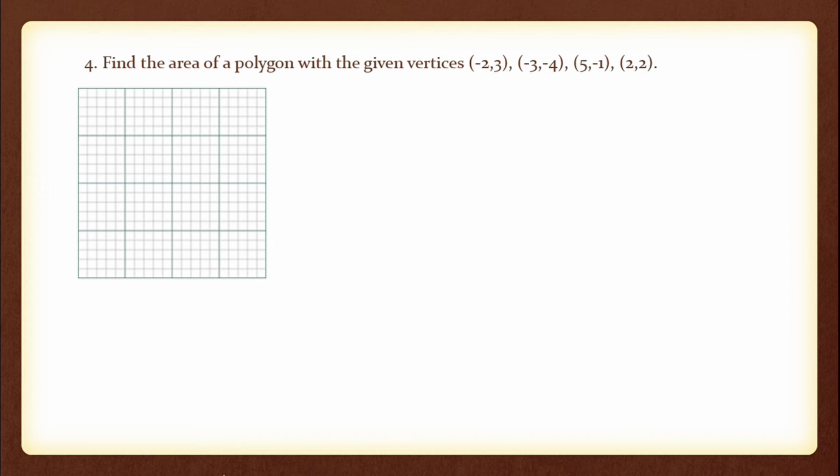Okay, so in number 4, we have find the area of a polygon with the given vertices. Alright, so first we have to compute here. So this is negative 2 and 3. We need to graph negative 2 and positive 3. And negative 3 and 4. Five and 1. And 2, 2.